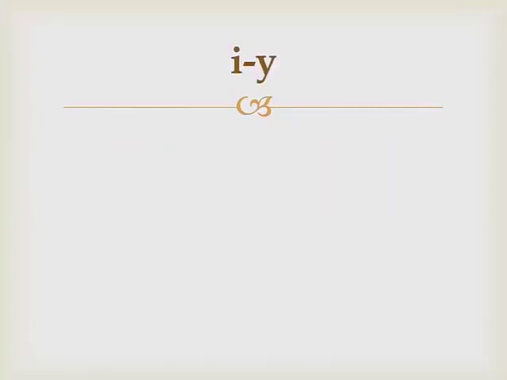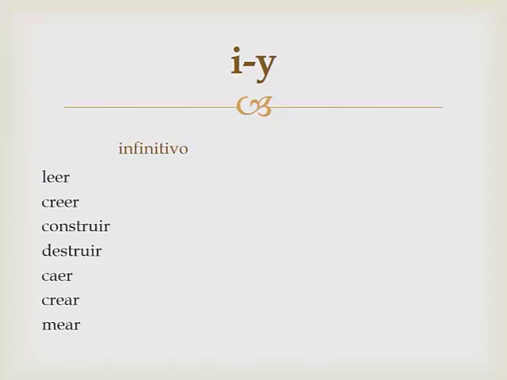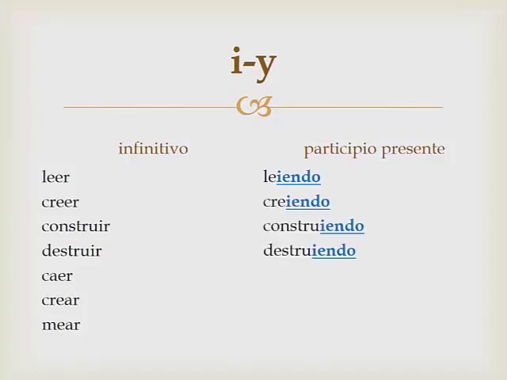I to Y, let's look at this. Leer, creer, construir, destruir, caer, crear, and mear are some infinitives. Let's look at the present participles of these verbs. Leiendo, creiendo, construiendo, destruiendo, caiendo, creando, and meando. If these were regular, this is what they would look like. They are not regular, however. These I's are going to go to Y's.